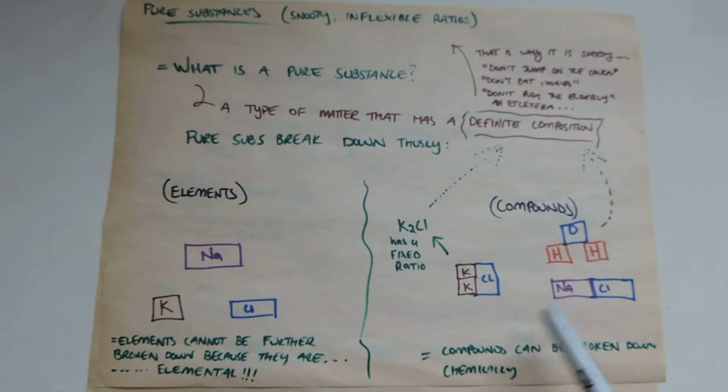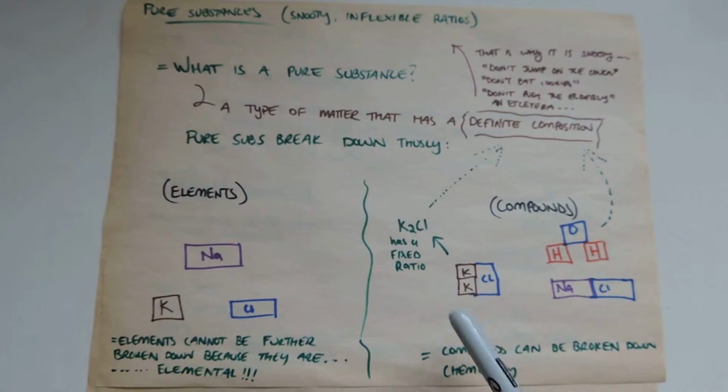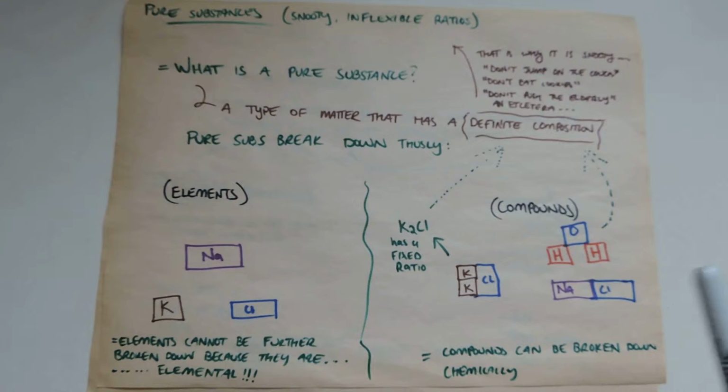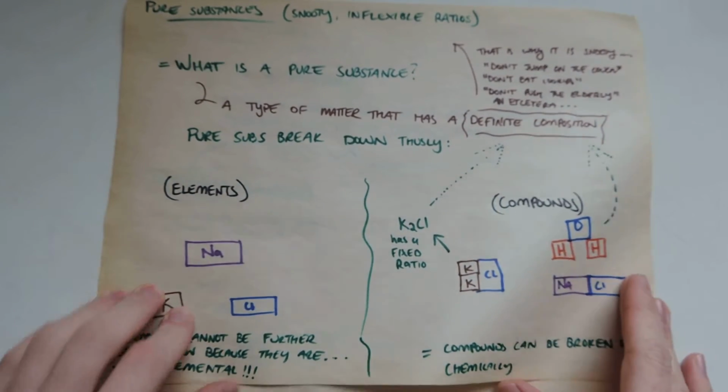But you can't just put these together any way you want. They still need to fit a fixed ratio, okay? So when you have potassium chloride, it has to be 2 potassiums and 1 chlorine. Sodium chloride has to be 1 sodium, 1 chlorine, and 2 hydrogens, 1 oxygen for water. These are fixed, and they can't be any other way. So that is pure substances.